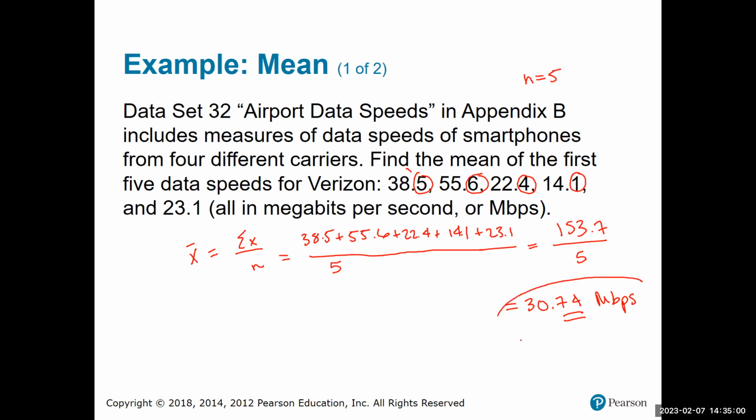All right. So that's how you're going to write your answer. You're going to use the round off rule, and then you're going to include your units. So that is the sample mean for this data with a sample size of 5. If it were a population for some reason, if those 5 values constituted some kind of population, the value would be the same. It would still be 30.74 megabits or megabytes, but you would call it mu instead. And your sample size would be capital N instead of little n.